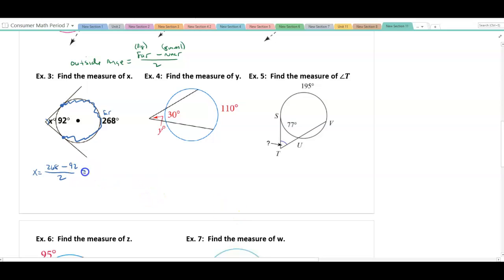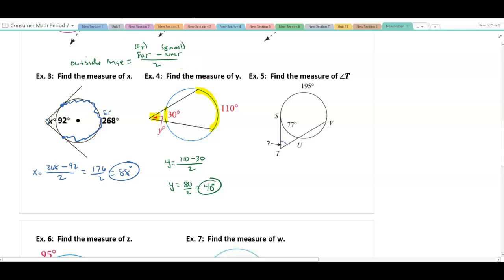That gives me 176 divided by 2, which means that outside angle would be 88 degrees. All right. So now the next one, this outside angle eats this far arc and it eats this near arc. So when I look at the outside angle y, that's going to be the far 110 minus the near 30. Subtract them, divide by 2. And that would give me 80 divided by 2, which is 40 degrees.